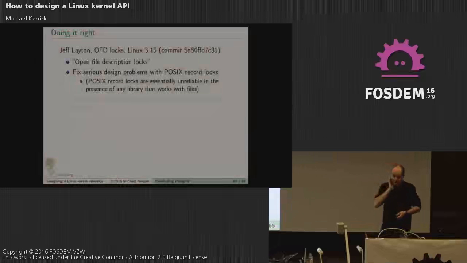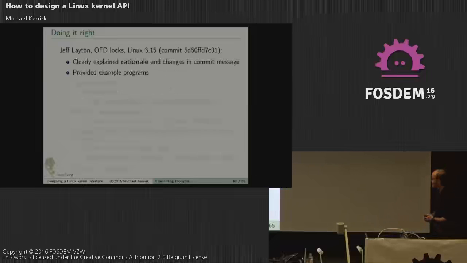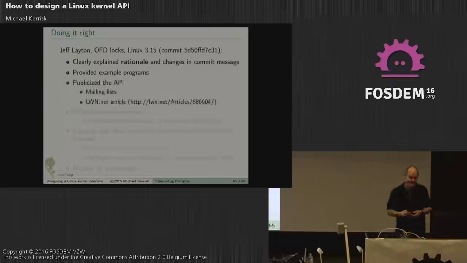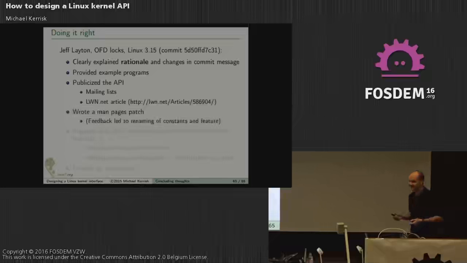Some people do the right job, and I'm just going to call out one person who did a magnificent job a few kernel releases ago, a guy called Jeff Layton who added a feature called open file description locks. They fixed a serious problem with traditional POSIX record locks. I won't go into the details, but he did everything nearly perfectly. He wrote a patch where he clearly explained the rationale of what he was doing at great length. Some example programs. He wrote messages into the mailing list. He wrote an article on LWN. He wrote a man pages patch.